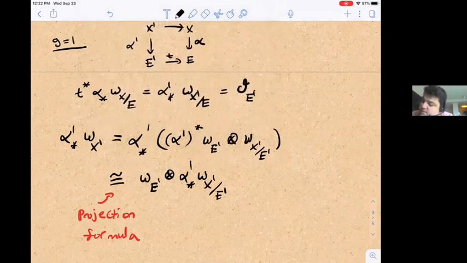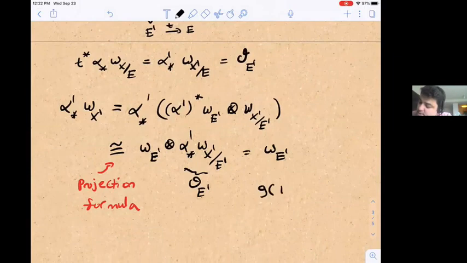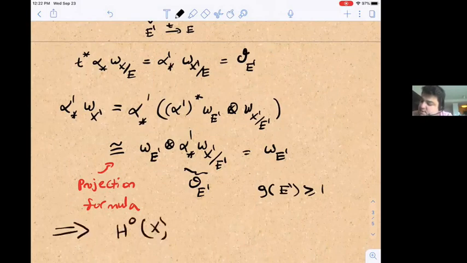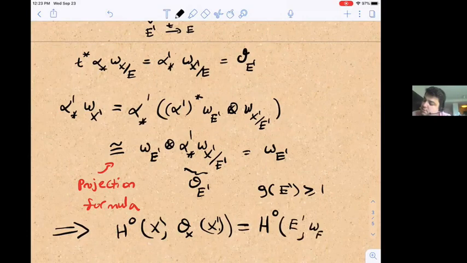But now this is O. So this is just omega e prime, and the genus of e prime we said was at least 1. And so H0 of the canonical on x prime, because we're pushing forward, so they have the same sections, is equal to the genus of this base curve.